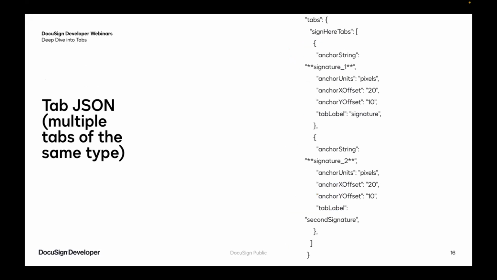And then, like I mentioned, you could have multiple tabs of the same type. And so you'll just add another piece of JSON here into the list. And this creates a second sign here tab.